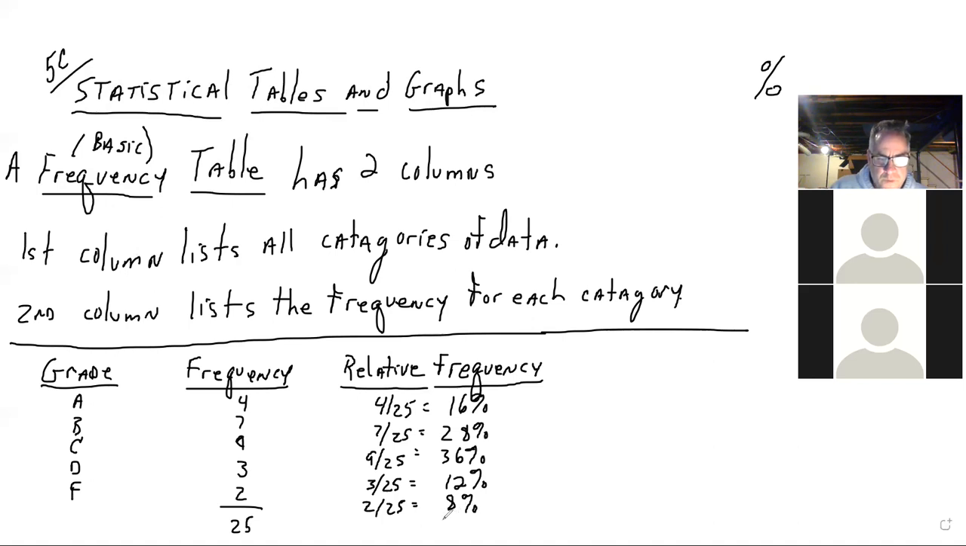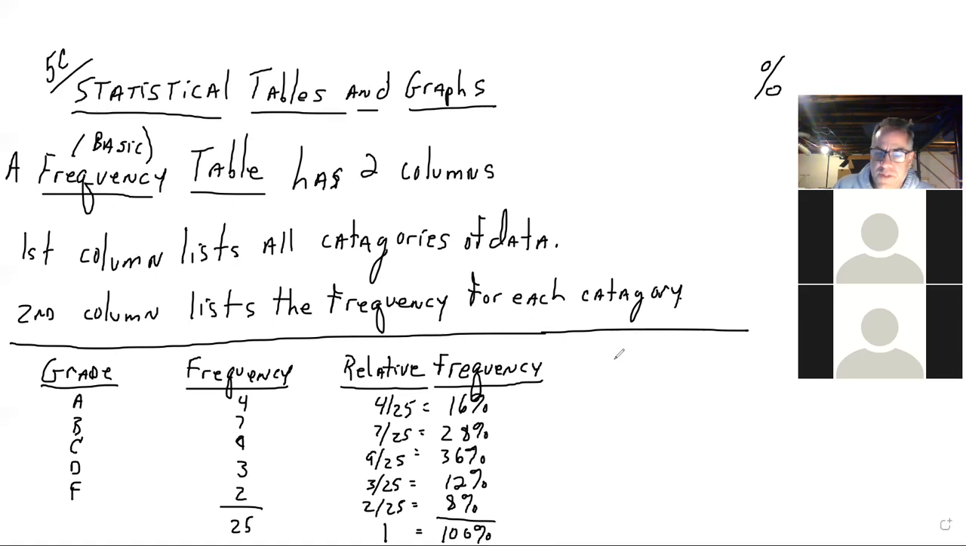Now, because these all broke down to the total number of students in the class, first off, all these fractions would add up to be 25 over 25, or 1. And the percentages would all have to add up to be 100%.